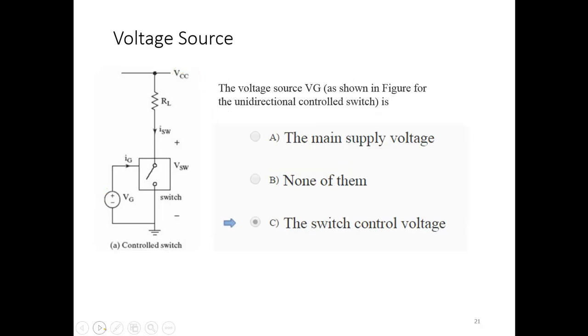Now if you look at the voltage shown in the figure, is it the main supply voltage or the switch control? This VG is not the main DC voltage. It is the control switching voltage, or the switch control voltage. Sometimes you'll call it the gate voltage. But when it says VG, you specify that it is the switch control voltage.